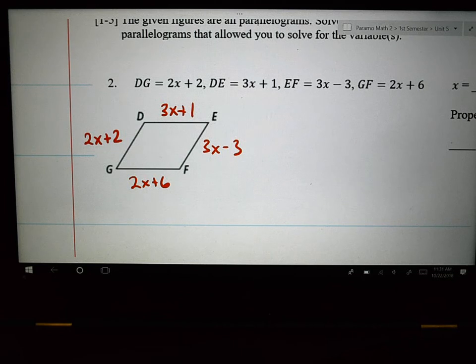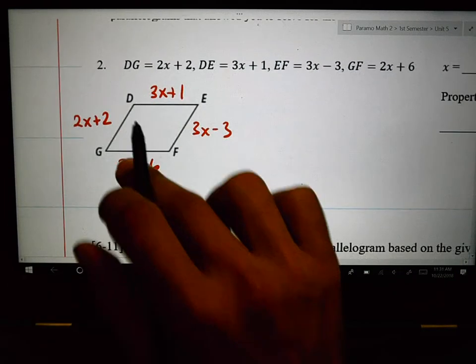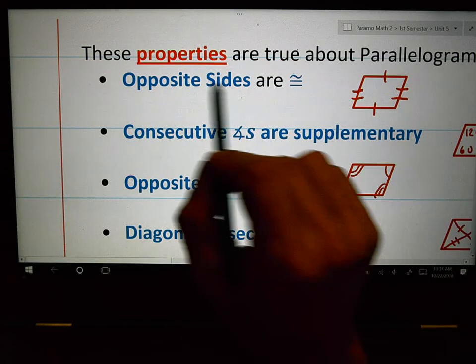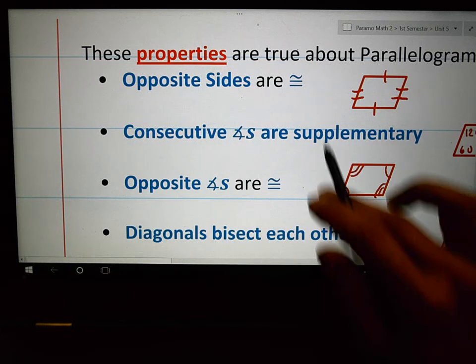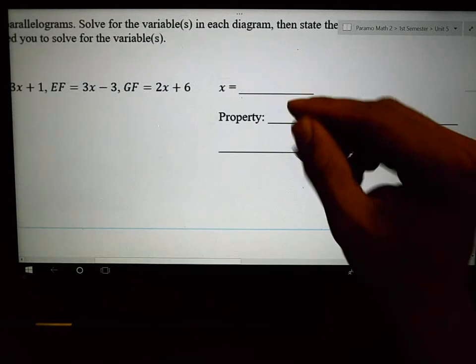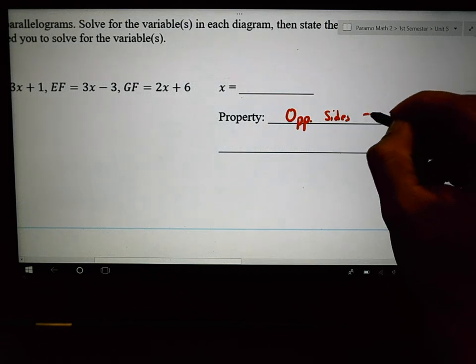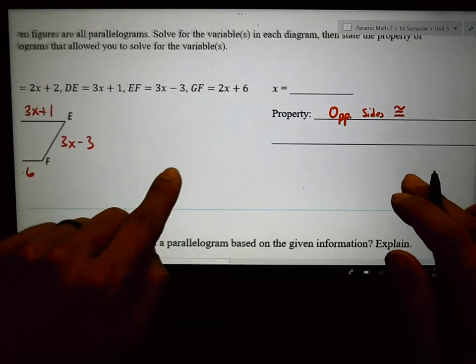And then I have to make a decision. How am I going to solve this? What property can I use to figure out what x is? And it's the very first one. I can use this property that the opposite sides are congruent. I'm going to write that down as my property. I go down here to number 2. Opposite sides are congruent. That's the property I'm going to be using to figure this out.